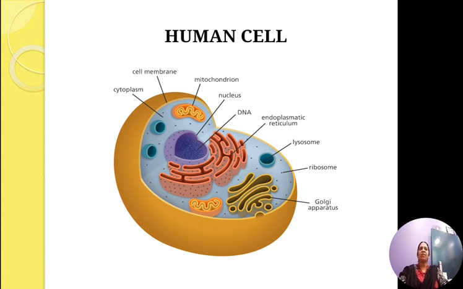Most of the cell reactions take place in the cytoplasm. The cell organelles such as endoplasmic reticulum, vacuoles, mitochondria, and ribosomes are suspended in this cytoplasm. You can see in the figure we have the endoplasmic reticulum, the lysosomes, the ribosomes, the Golgi apparatus, and the mitochondria. All these are held inside the cytoplasm.